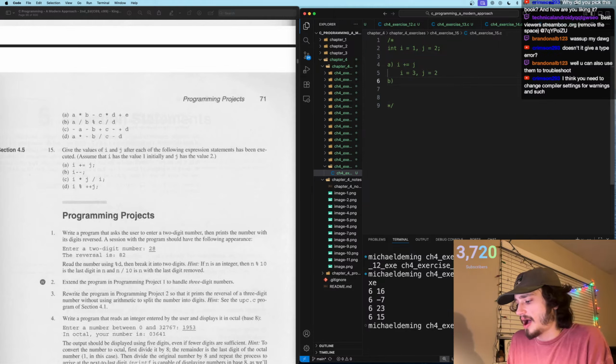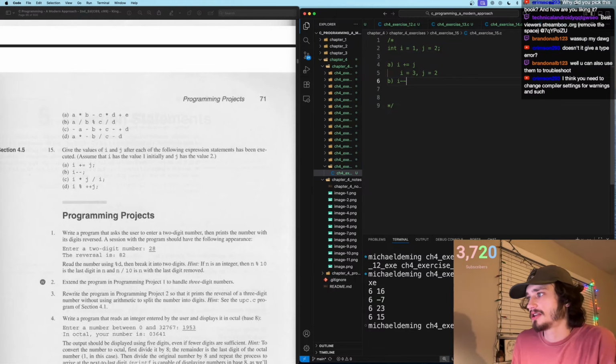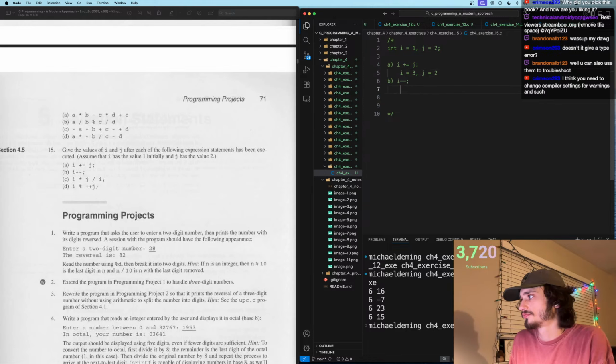B, where we have I minus minus, so this is postfix. I think because it's by itself, this would still move I less 1. So I think what it would do would be I is equal to 0, J is equal to 2.